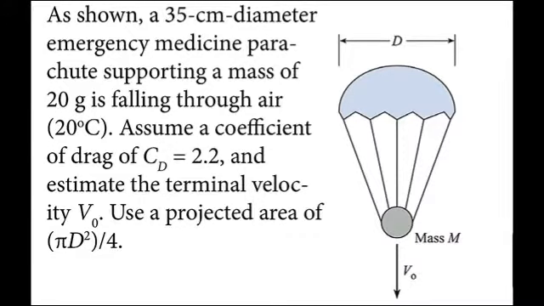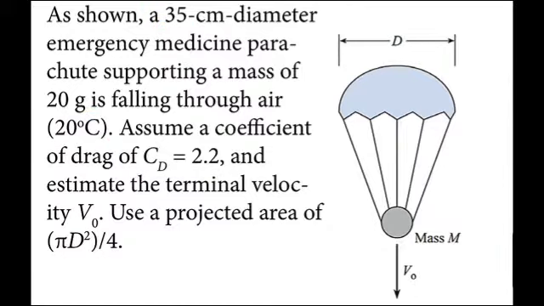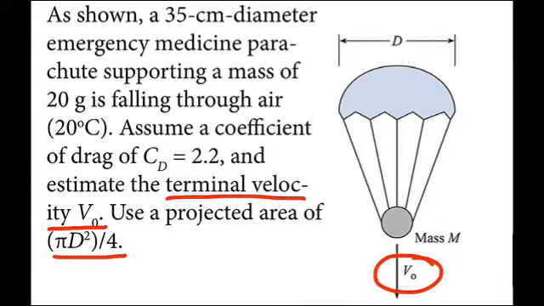Welcome. I'll begin by interpreting the problem statement. We have a parachute of diameter 35 centimeters. The mass supported by the parachute is 20 grams. The air temperature is 20 degrees C, and we're going to assume a coefficient of drag of 2.2. The goal is the terminal velocity v0. That's the velocity here, and we're told to use a projected area of pi d squared over 4.